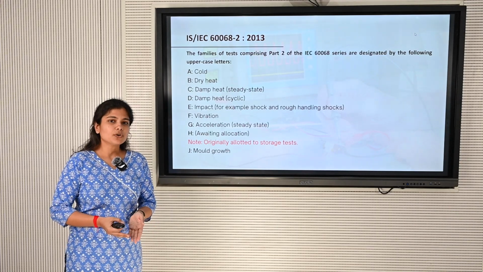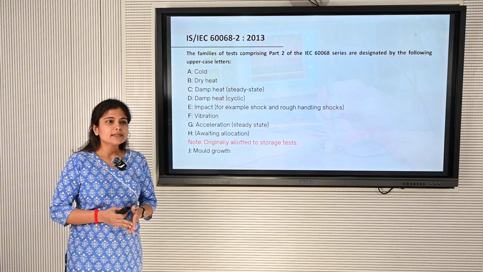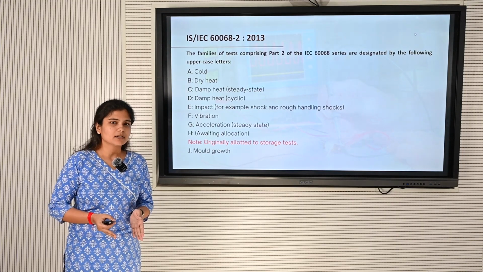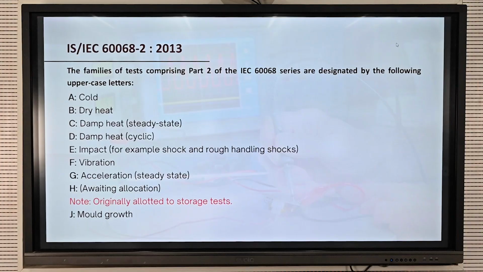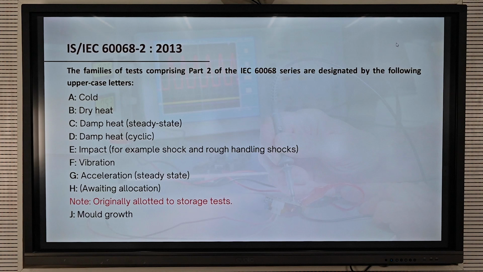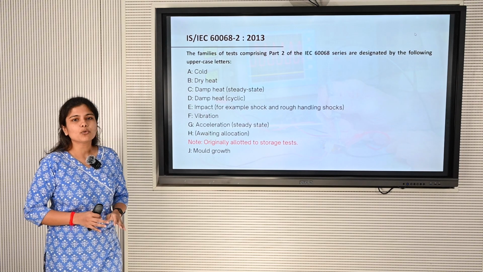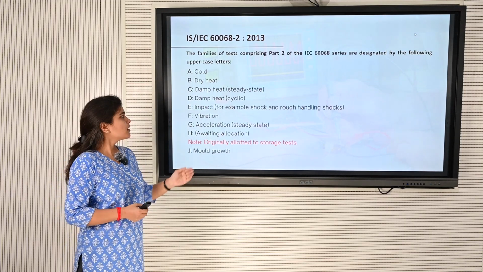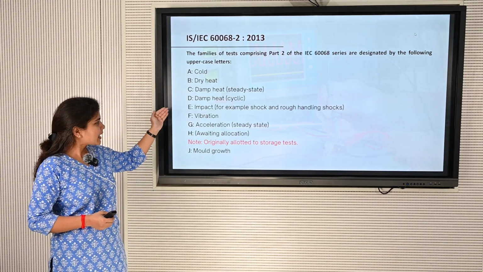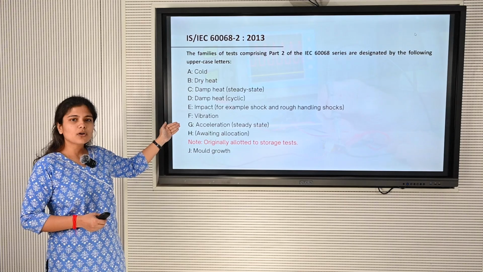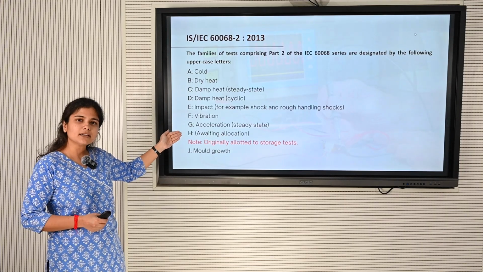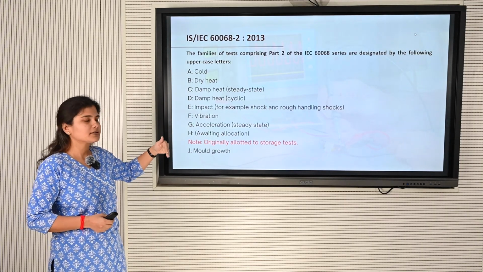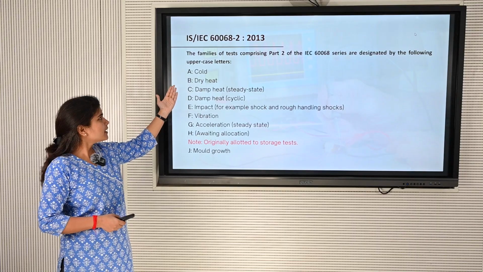Also, my mobile phone should not stop working, say, in the heat of Rajasthan. Hence, these environmental conditions are necessary to ascertain the proper functioning of my mobile phone, or be it any gadget or any equipment. So these are the different types of tests that are performed on the gadgets to ascertain their efficient performance. First is cold.